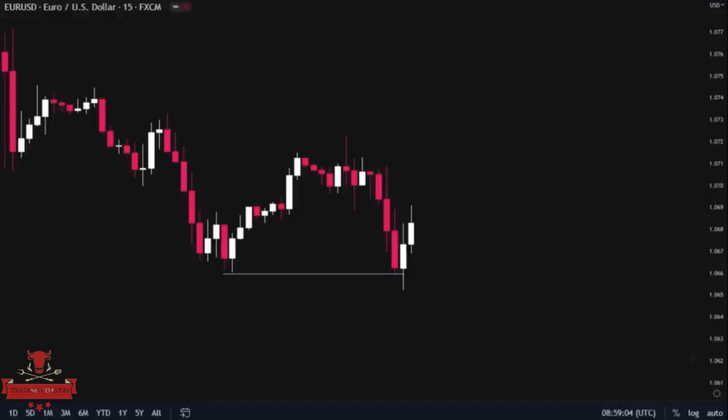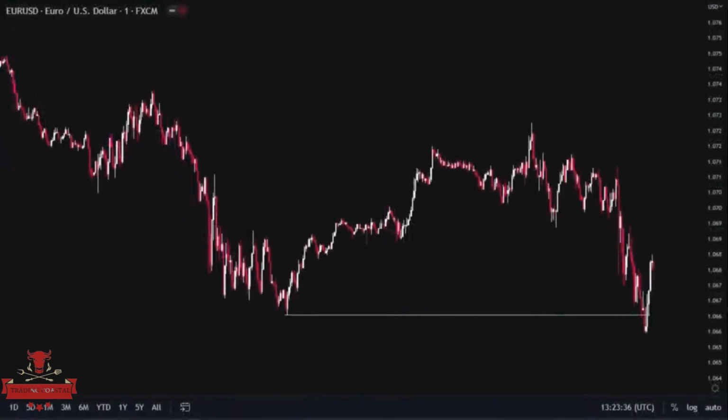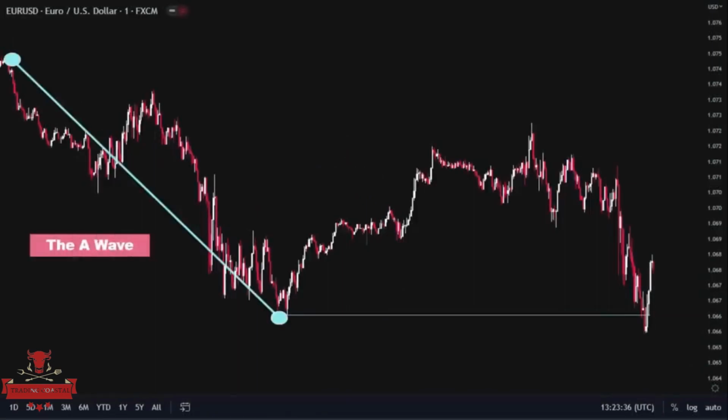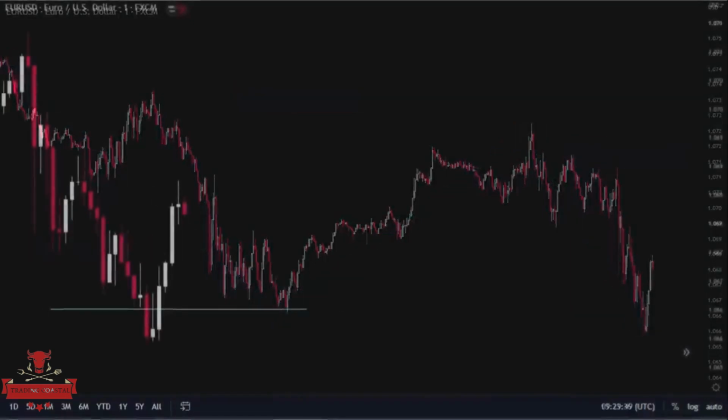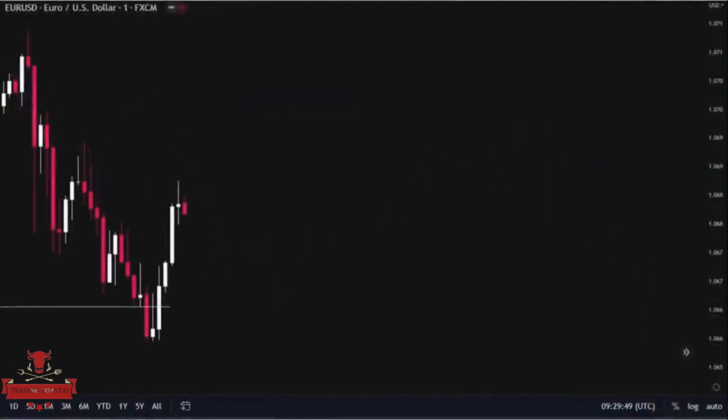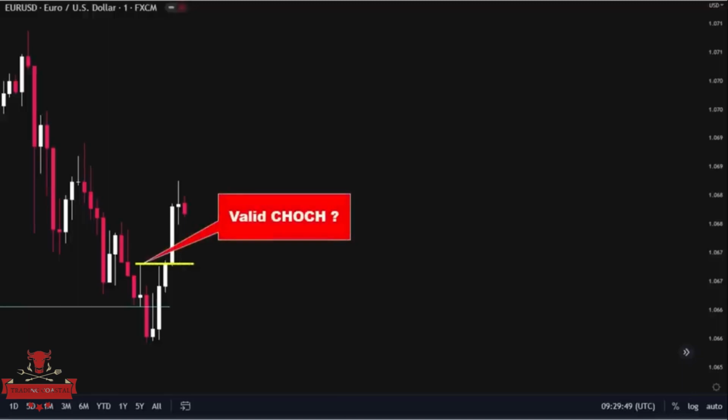So guys, we have identified the valid ABC pattern here. So in the next step, we are going to zoom into the 1 minute time frame. As you can see, we have got the A wave, the B wave, and the C wave. Let's get into the current price area. Next, we should wait for the market structure shift, or change of character, to appear. So guys, as you can see, we have this structure right here, which is broken by price.